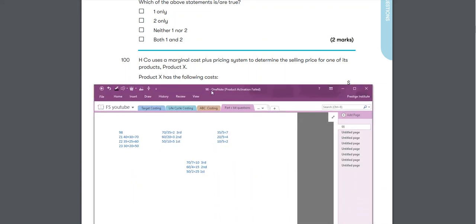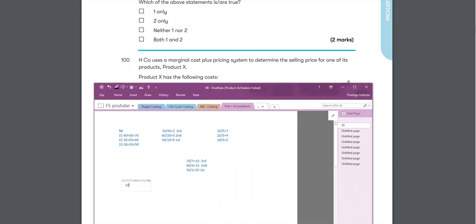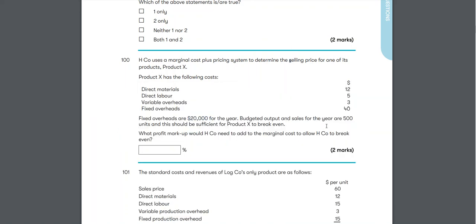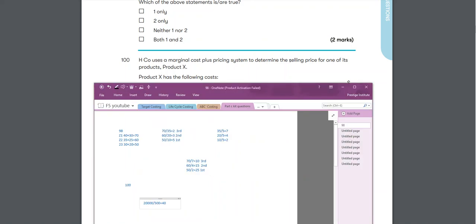That means if I take 20,000 divided by 500 units, which is the budgeted units that we are making, we should be making 40 profit per unit. If 500 are our budgeted units, we have fixed cost of 20,000, dividing by 500, that should be 40 profit per unit.